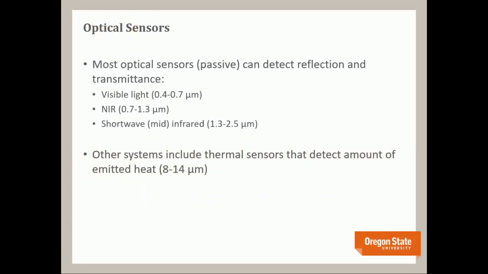So we will discuss the sensors. Optical sensors: most optical sensors are passive and can detect reflection and transmittance. Visible light range 0.4 to 0.7 micrometer. Near infrared 0.7 to 1.3 micrometer. Short wave mid infrared 1.3 to 2.5 micrometer. Other systems include thermal sensors that detect the amount of emitted heat, 8 to 14 micrometer.